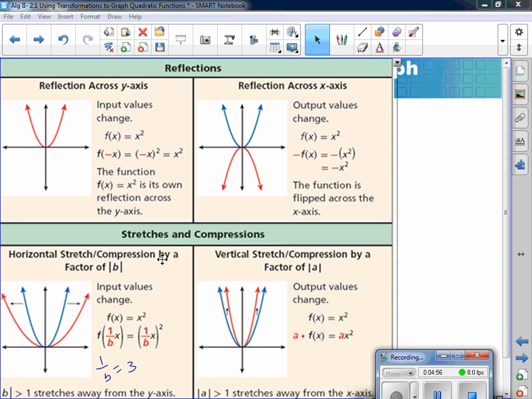Stretches and compressions. Horizontally, it will stretch or compress by multiplying the x by a factor of 1 over b. So if they tell you your factor is 3, you need to change it so it's 1 over 3. And the vertical stretch or compression, this is where you take the x squared, the entire function, and multiply it by the scale factor. All of the stuff we talked about in chapter 1.